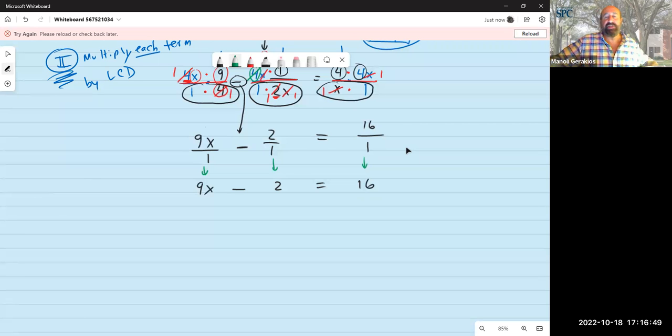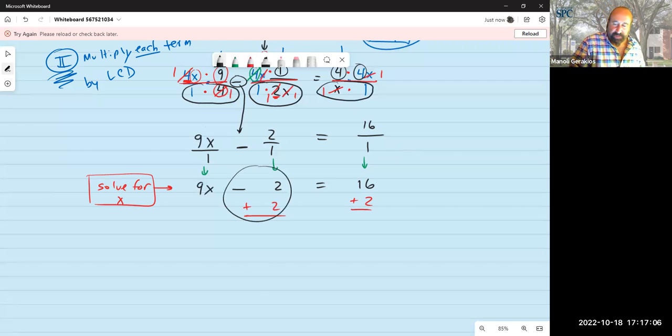How do I solve this for x? Now that we've eliminated the fractions, the rational expressions, from this, solve for x, it's linear. I'm going to get all the numbers over on the other side from x on the right side. This becomes 0. So we have 9x plus 0 is 9x, equals 16 plus 2 is 18.